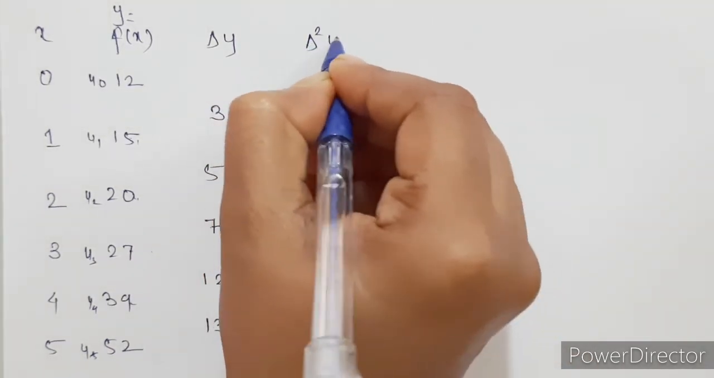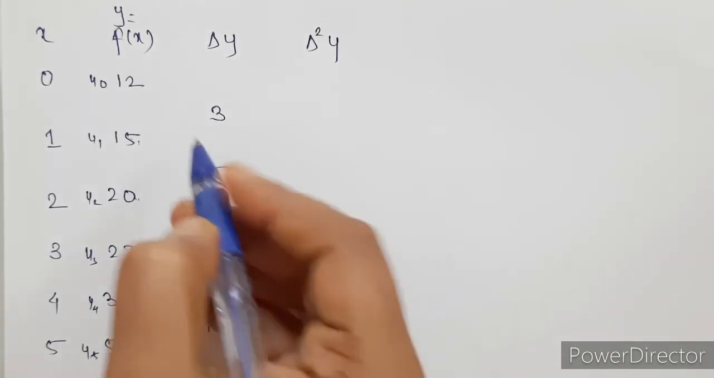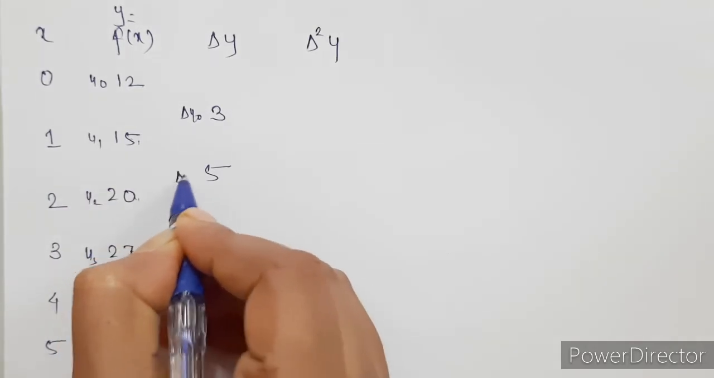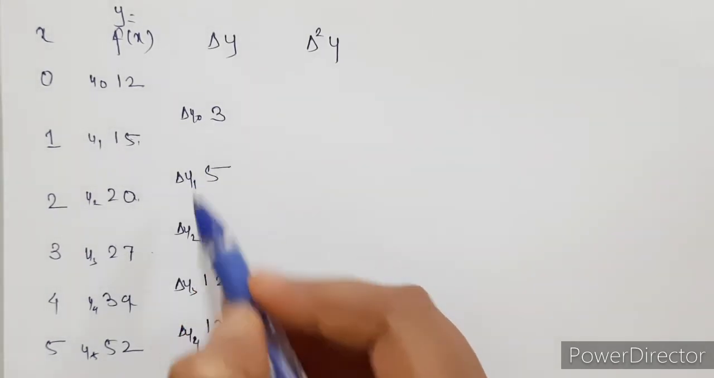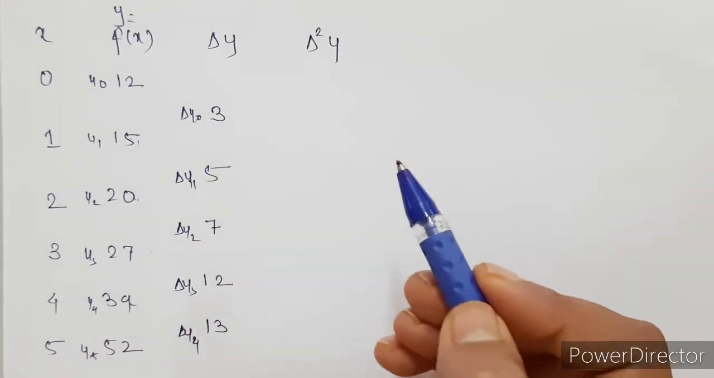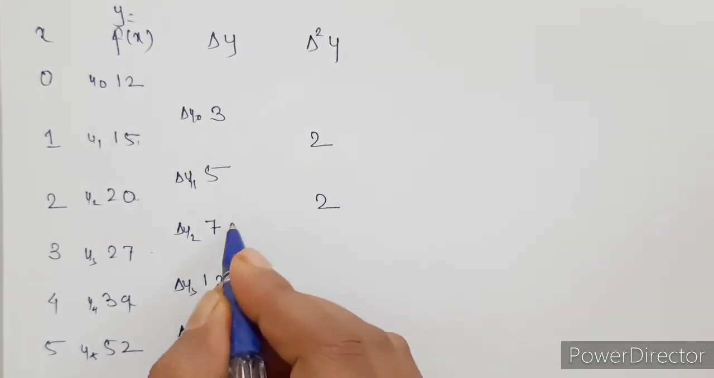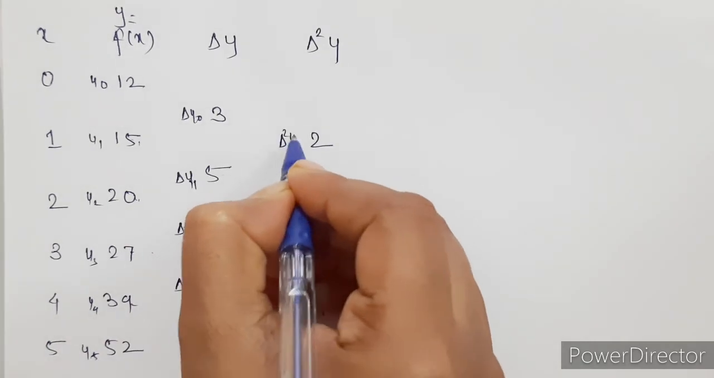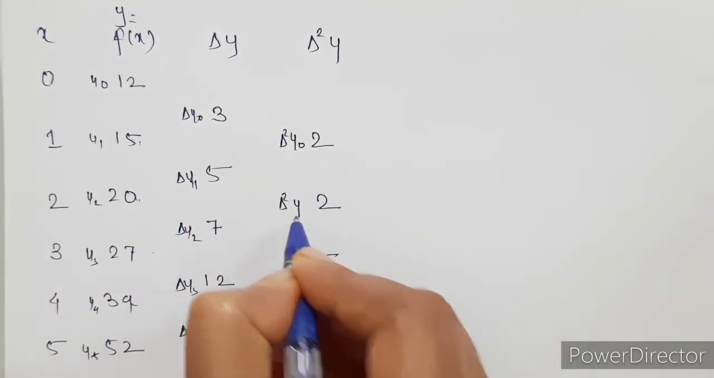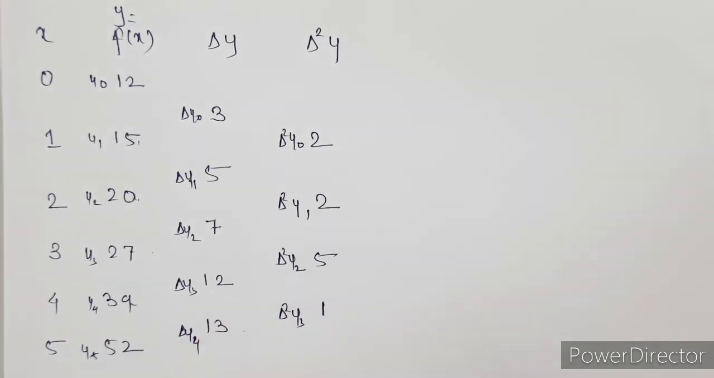Then we have to find second difference. So second difference will be this. This is your delta y0, delta y1, delta y2, delta y3 and delta y4. So second difference will be in between these first differences. So delta y1 minus delta y0, that is 5 minus 3, 2, 7 minus 5, 2, 12 minus 7, 5, 13 minus 12, 1. This is your second difference. So second difference of y0, second difference of y1, second difference of y2, second difference of y3.